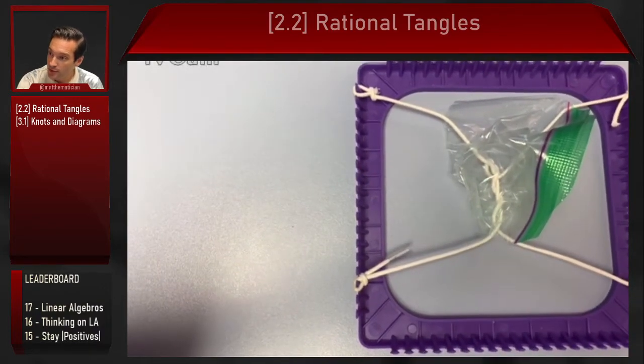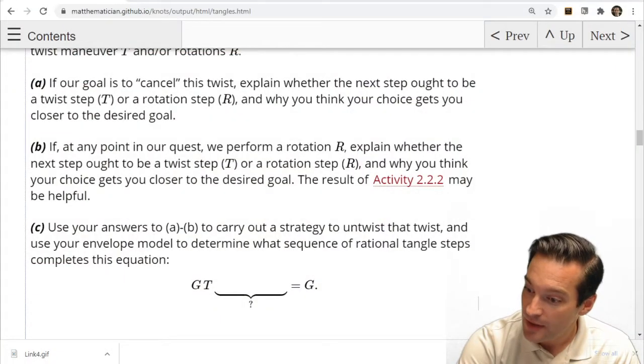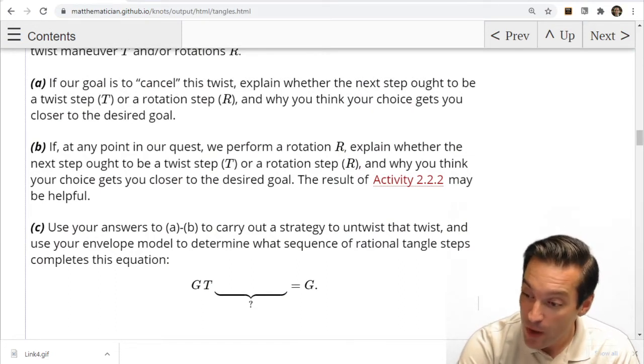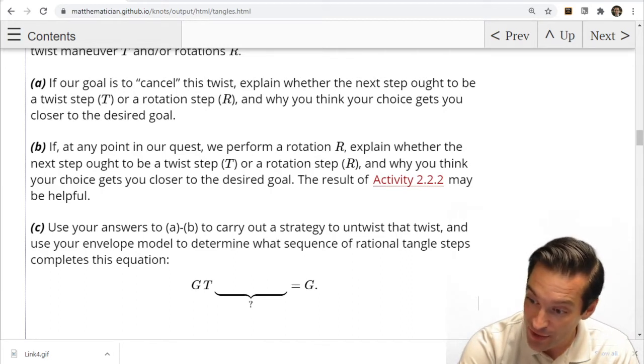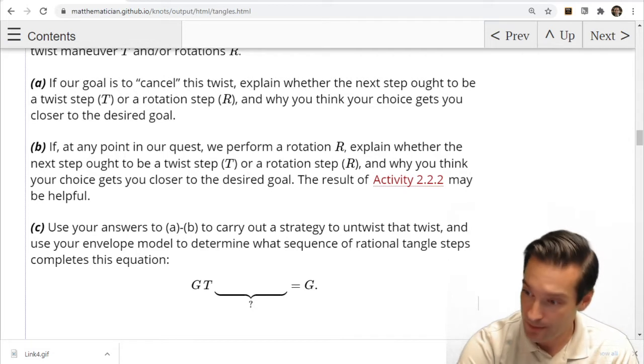So what we're trying to do here is fill in the blank. G followed by T, so G is my tangle in my Ziploc bag here, followed by a twist, followed by what is going to cancel out that T. And so our hypothesis now is that the first thing we would do here is a rotation.